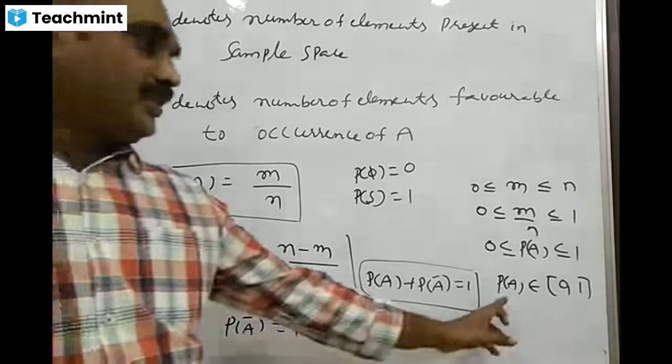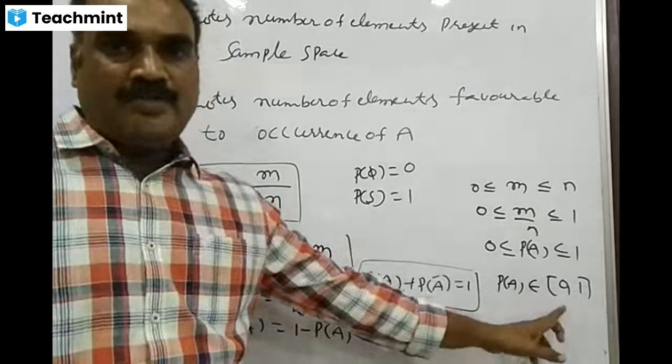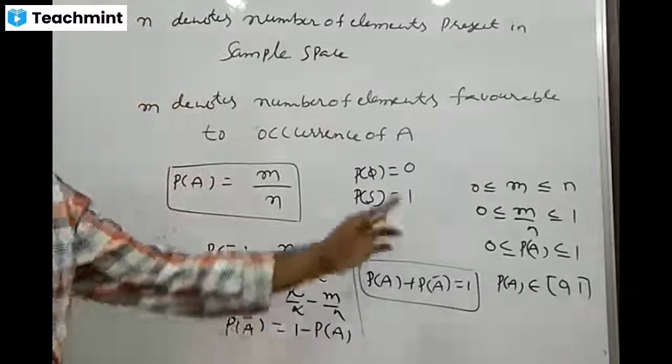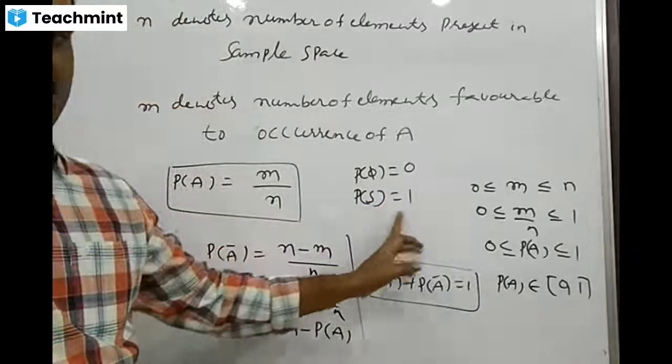So the range of probability: maximum value 1, minimum value 0. Probability of an impossible event is 0. Probability of a certain event or sure event is 1.